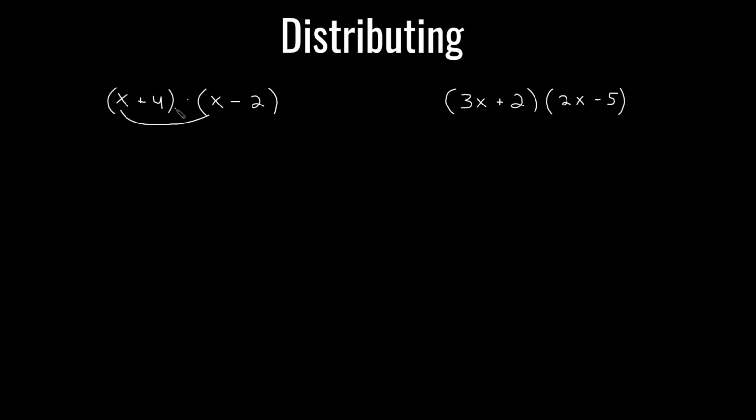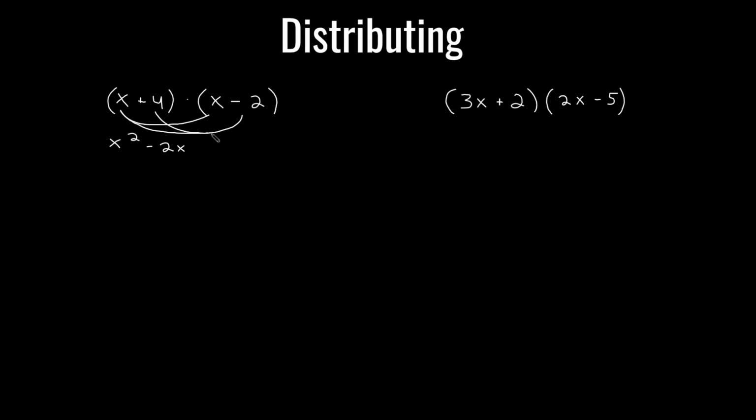So let's start with the first x multiplied by the second x to get x squared. Now we're going to take the first x and multiply it by the negative 2 in the second parentheses to get negative 2x. Now that we've finished with our first x, we're going to move on to the 4.